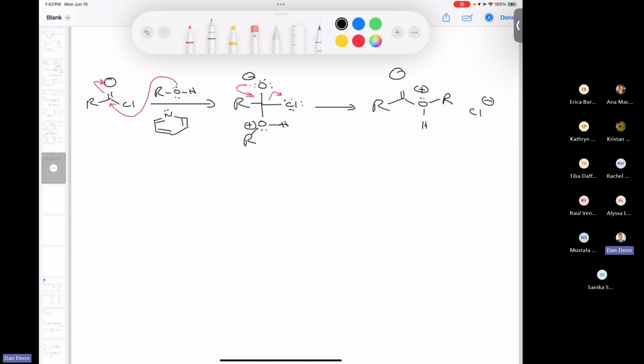So then what's going to happen is that the chloride ion is going to pick up that proton. So the chloride ion can, oops, where's my red pen? Can pick up that proton like this, and then we end up with our ester plus HCl, okay? It's a bad thing to have HCl in our reaction mixture, okay?